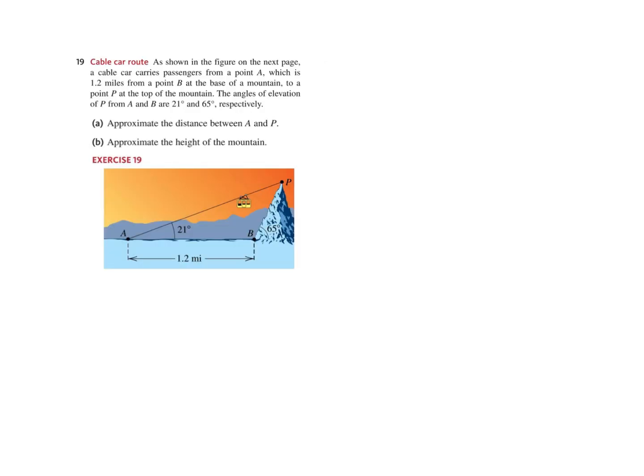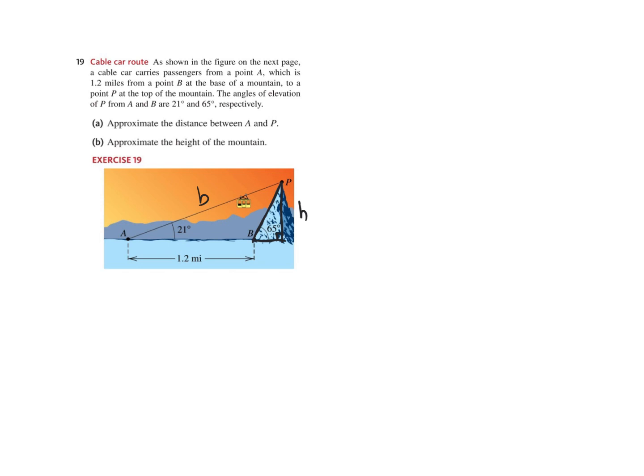Okay, next one. Cable car route. All right, so here we're starting to get into some strange ones. So this is number 19. We have all this information on here, 1.2 miles from here to there, but I want to point out this triangle right here because we're going to have to find some information here. We want the distance from A to P, which we'll call little b, and then we want the height of the mountain. So that's why I drew this right angle here.